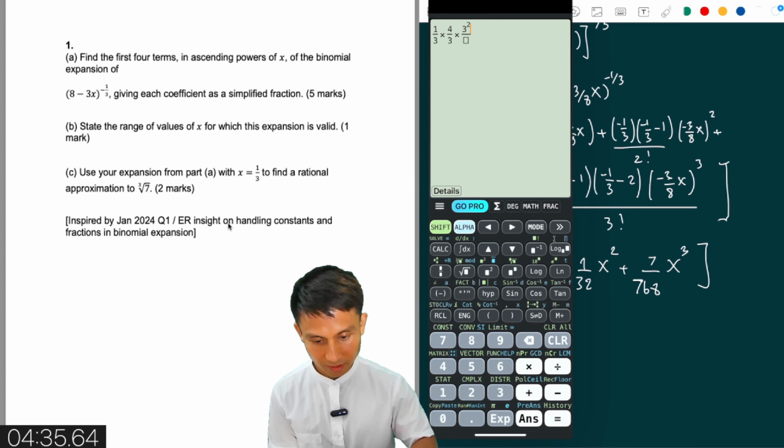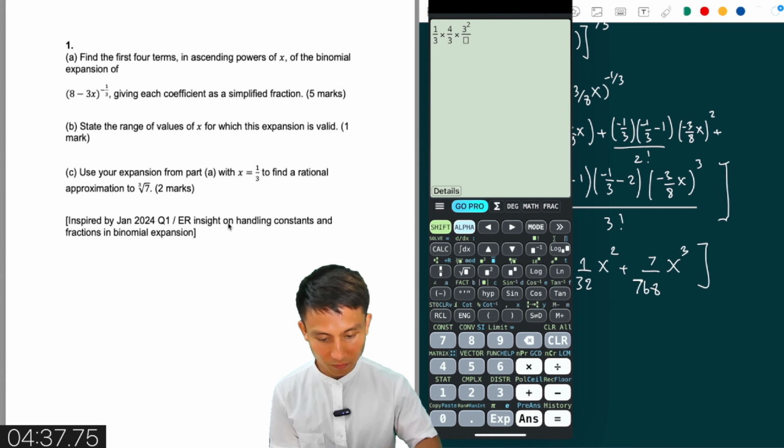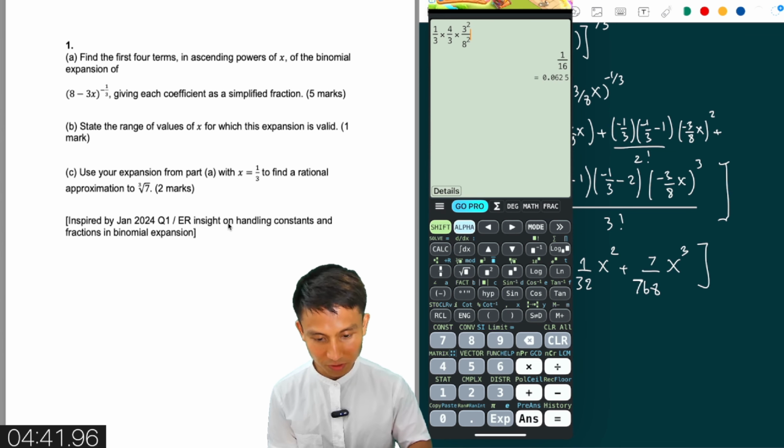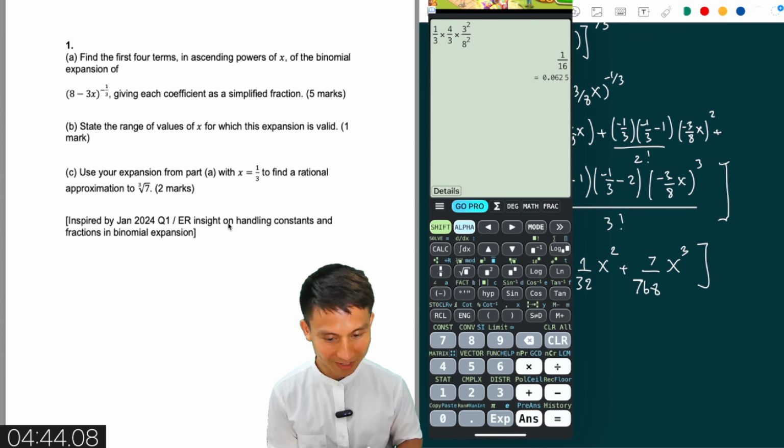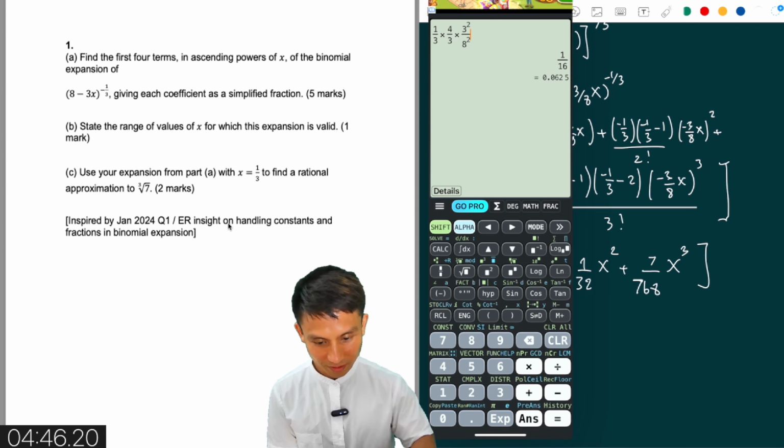Some of you may think, what's the point of doing mental math if you want to use a calculator to check anyway? Just personal satisfaction, you know. Anyway, and divide by 2. There you go, I got it.